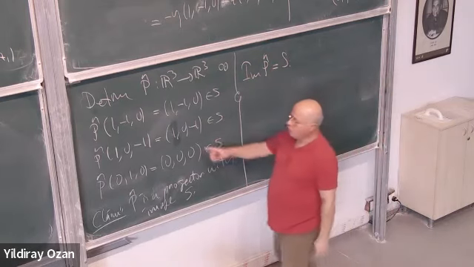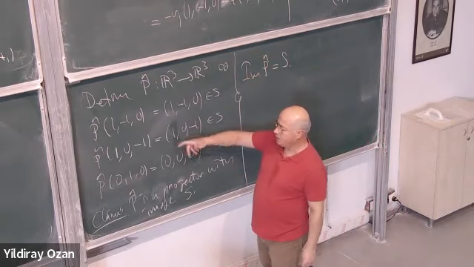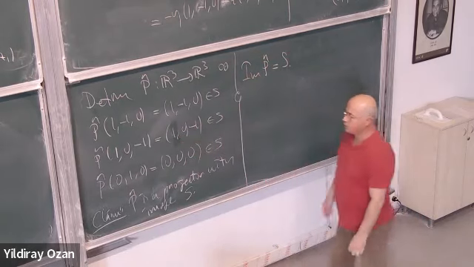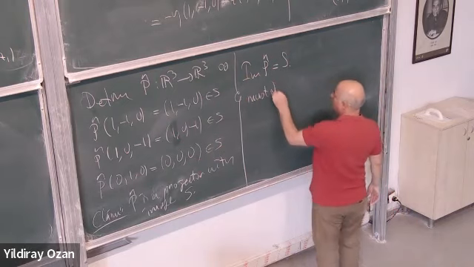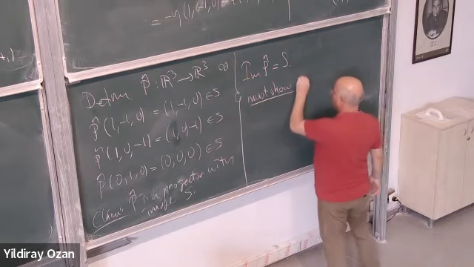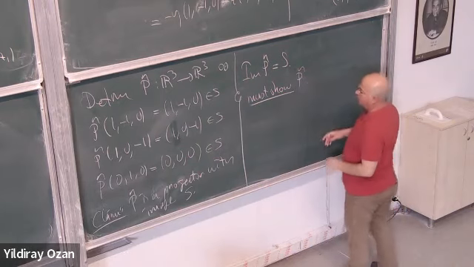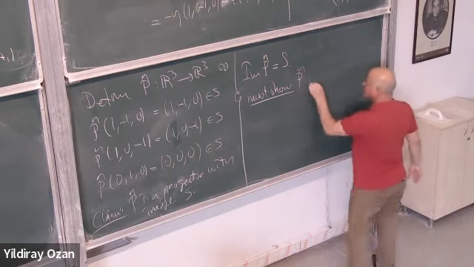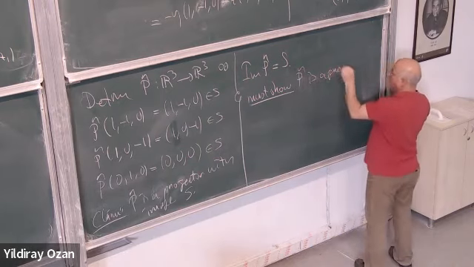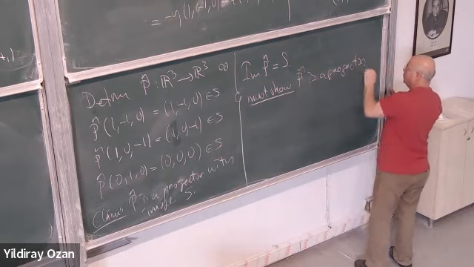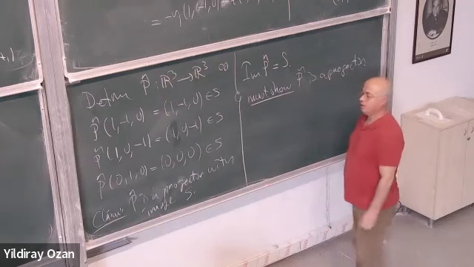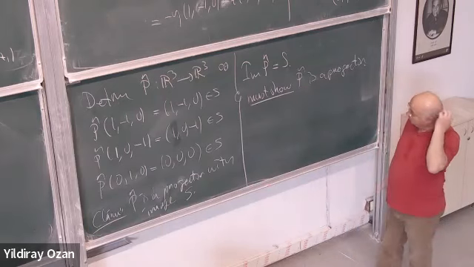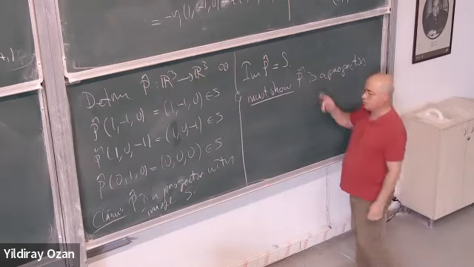What we need to show is the following. P hat should also be a projector. So we must show P hat is a projector. Why is that? Well, we have to check what is P composition P.